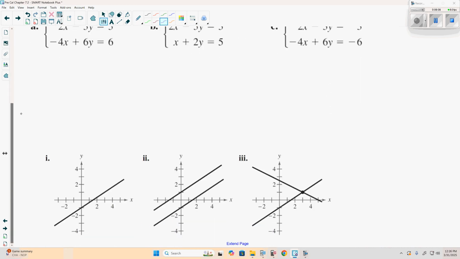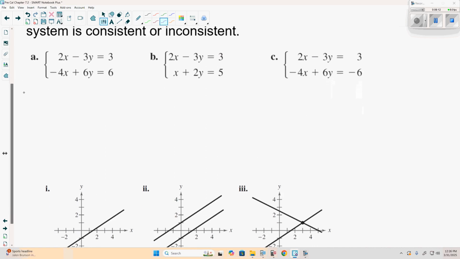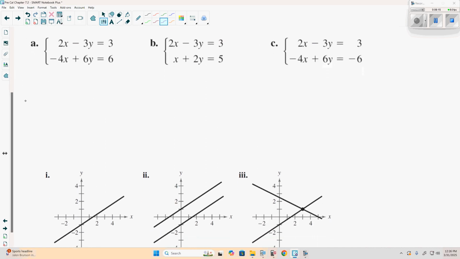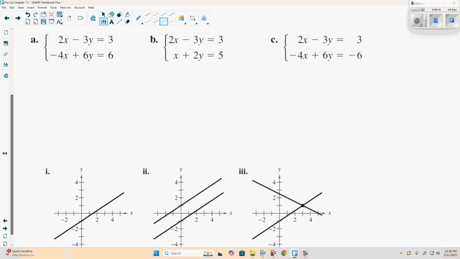So here, we have equations and we have graphs. We want to match them and determine the number of solutions that we can have. The easiest way is just to solve it and see what we get. If we look at A, 2x minus 3y equals 3, to eliminate a variable, either one works nicely.